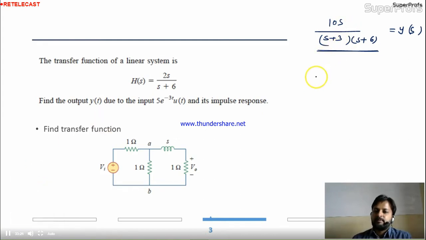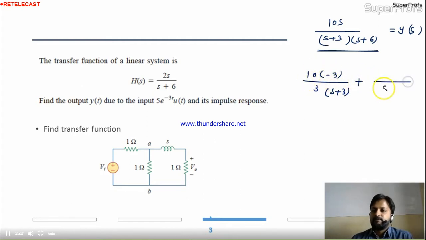The value of A is nothing but, instead of s I'll put minus 3. 10 into minus 3 divided by minus 3. So 3 divided by s plus 3. This will be the value of A.